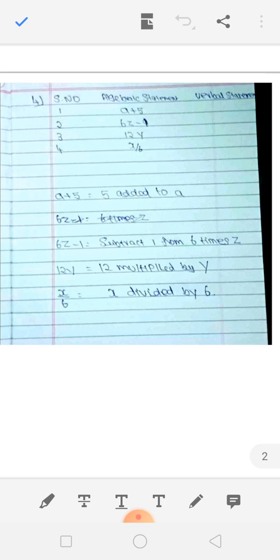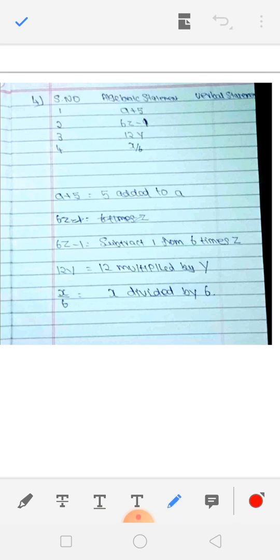If you want to subtract, you can write "subtract from that number". Adding means you have to add to that number. Subtraction means you just subtract, you minus from that whole number. So a plus 5 means 5 is added to a. Now look here, 6z minus 1.